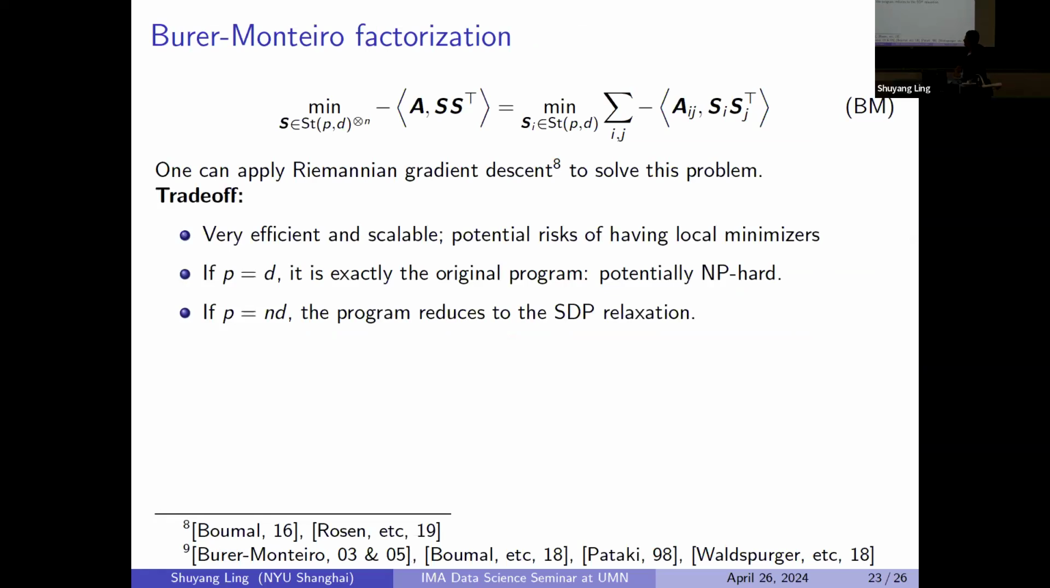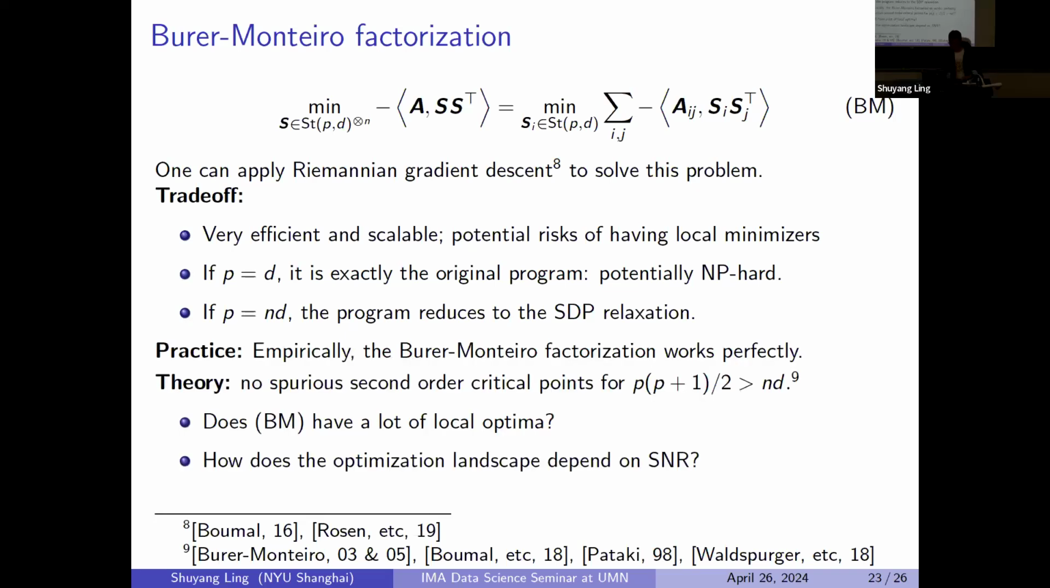If p equals d, it's exactly the original program. If p is equal to nd, it will be the SDP. So the idea is to try to keep p as small as possible, because that means the computational cost is small. But at the same time, I don't want p to be too small, because if p is too small, it means the landscape will get manipulated. So what will be the smallest p to ensure the landscape is benign? In terms of theory, you have a similar result as I just mentioned. The general theory is p needs to be on the order of square root of log n times square root of n times d.